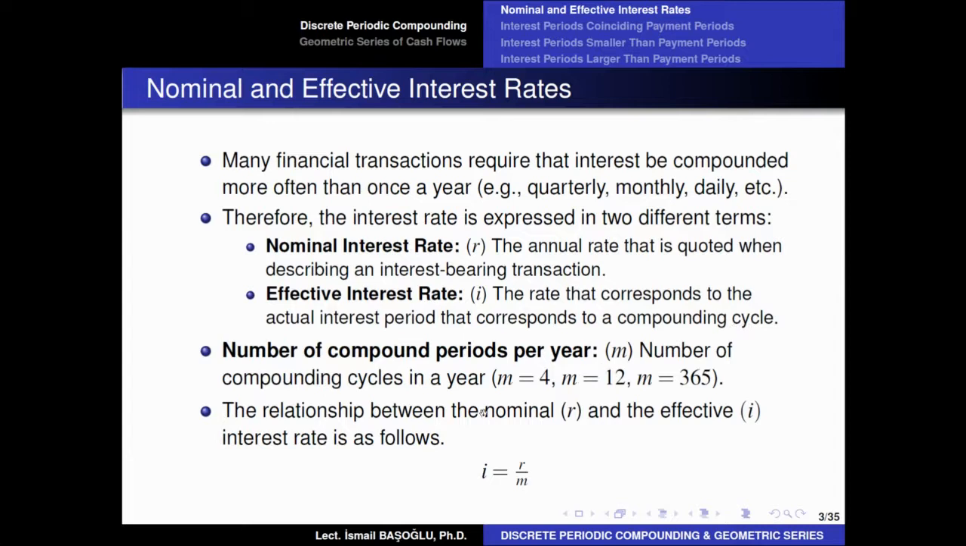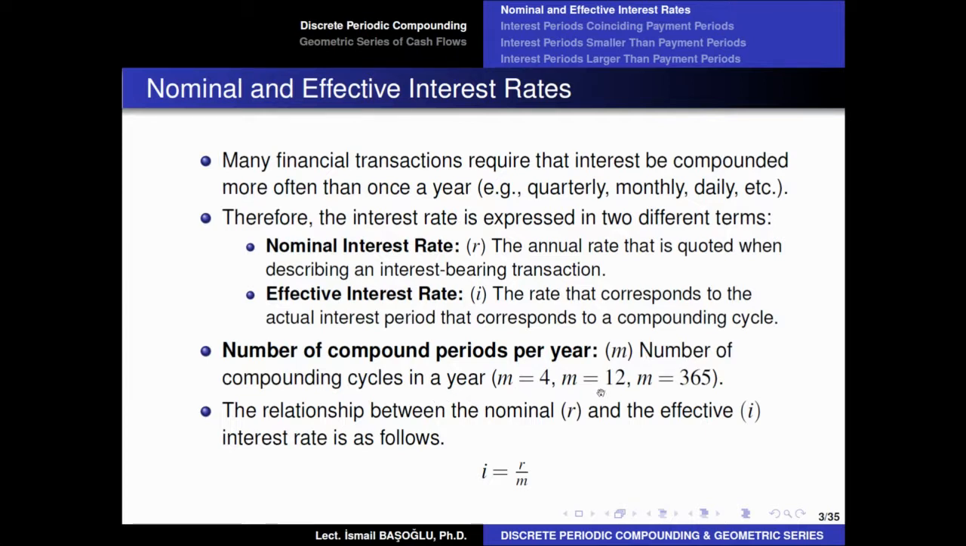For example, how do we calculate the effective interest rate from the nominal interest rate? It is not very hard, actually. It is very easy. In order to know that, we need to count how many compounding periods occur in a year. For example, if the interest compounds on a monthly basis, this means in a year, there will be 12 compounding. So here, the lowercase letter m represents the number of compounding cycles in a year.